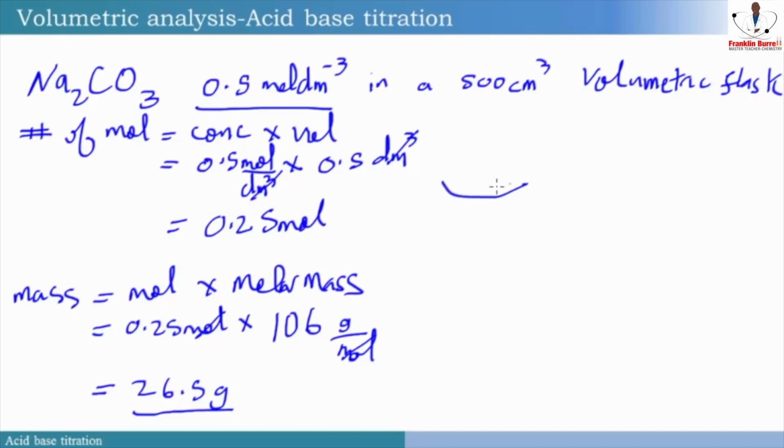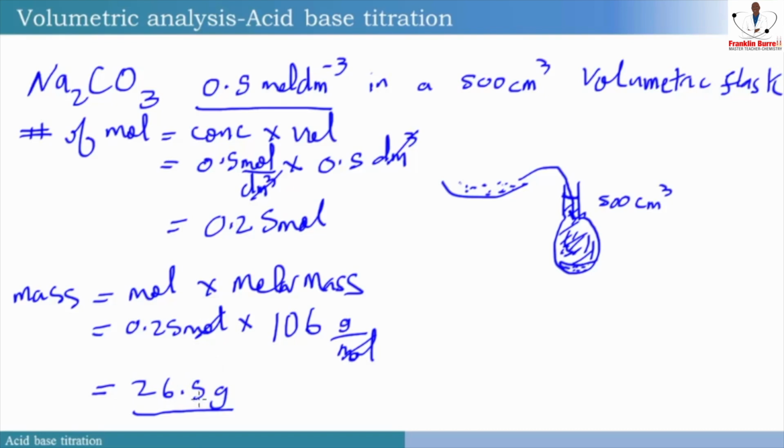Well, this is the mass of sodium carbonate that I will now transfer to a 500 cm cube volumetric flask, dissolve it in a small amount of water, ensure that all the crystals are dissolved, and then make up to the mark with distilled water. Once I have this solution, it is a concentration of 0.5 moles per dm cube sodium carbonate. And that is how we make up this standard solution, by measuring mass.